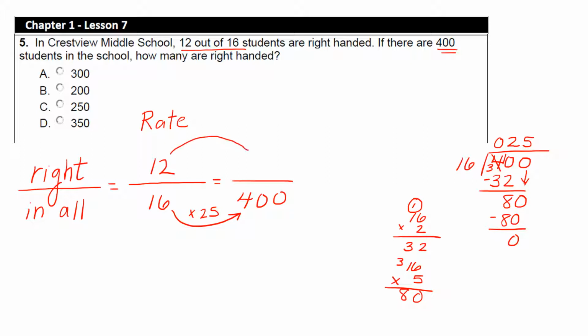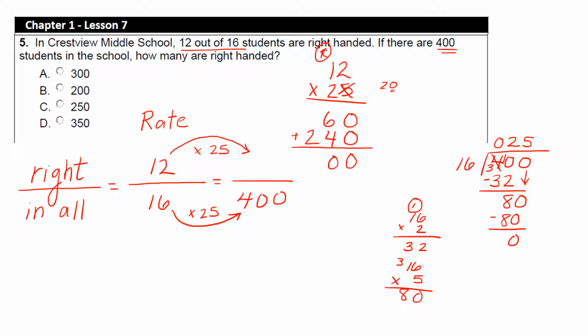Now I'm going to multiply 12 times 25. I'll do it up here. 12 times 25. 5 times 2 is 10, carry the 1. 5 times 1 is 5, plus 1 is 6. I'm done with the 5. Now I'm multiplying by 2, but 2 is actually a 20, so I'm going to add a 0 there. 2 times 2 is 4. 2 times 1 is 2. Add 0 plus 0 is 0. 6 plus 4 is 10, carry the 1. 2 plus 1 is 3.